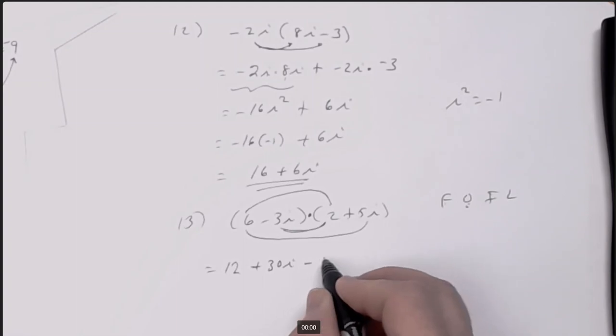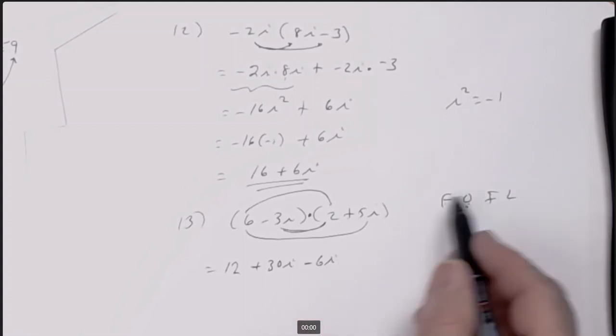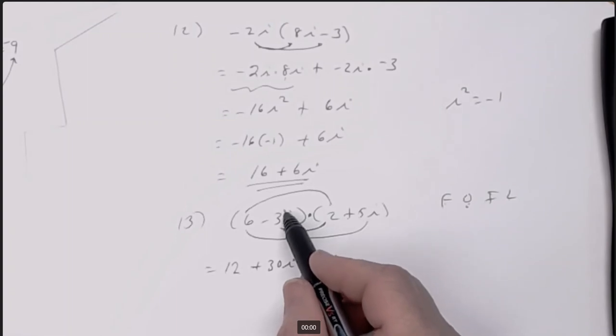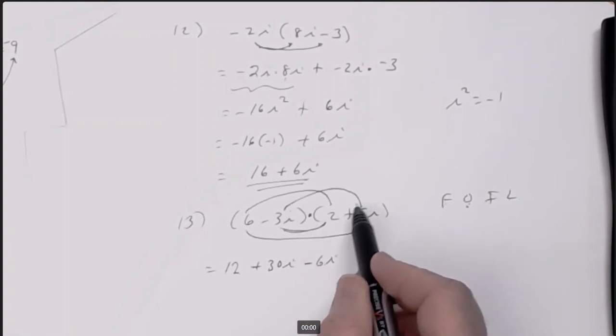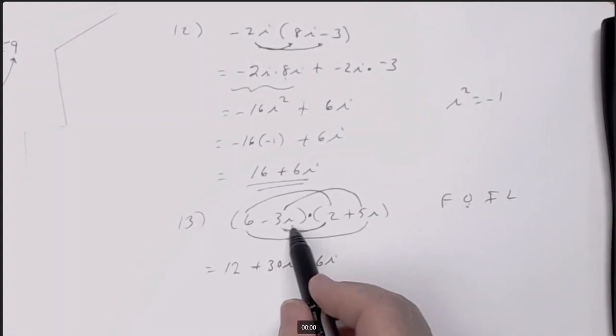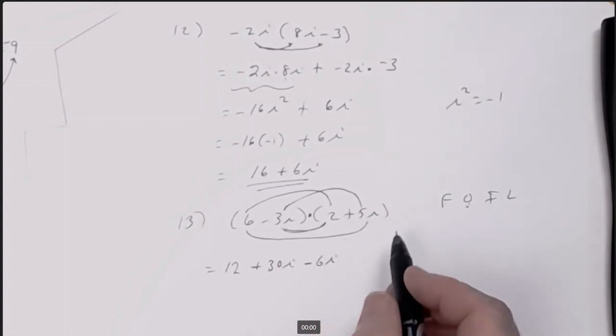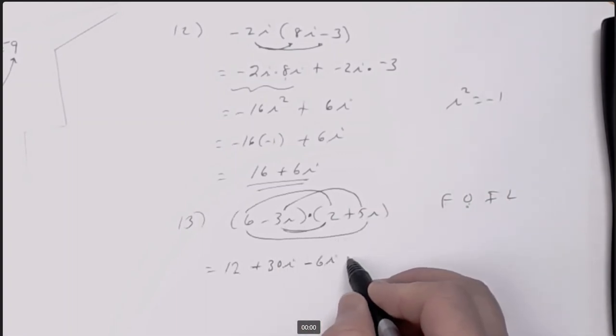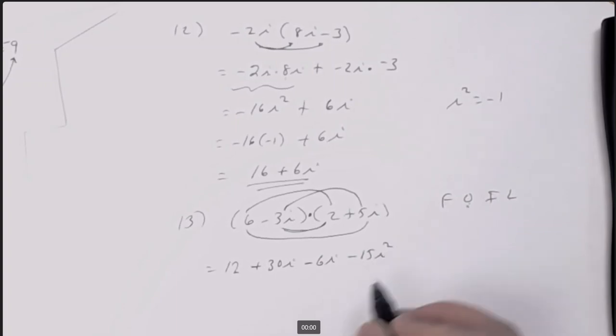Now, this is where you have to be careful. Negative 3i times a positive 5i. What's that? Very good. Negative 15i squared.